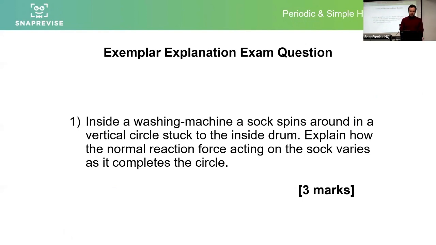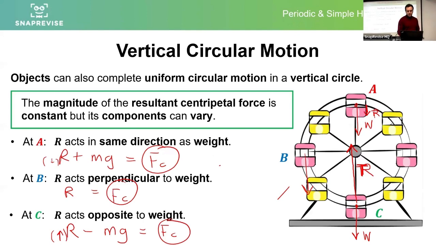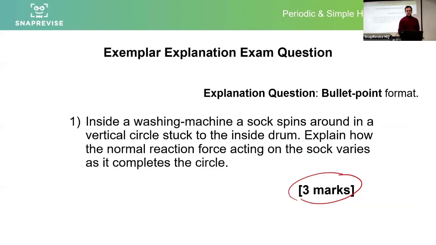Inside a washing machine, a sock spins around in a vertical circle stuck to the inside of the drum. Explain how the normal reaction force acting on the sock varies as it completes the circle. 3 marks, we want 3 different points. Very similar to the previous slide. We had 3 points, A, B, and C. Maybe that's a good structure to follow.